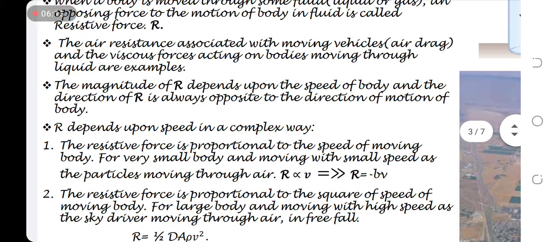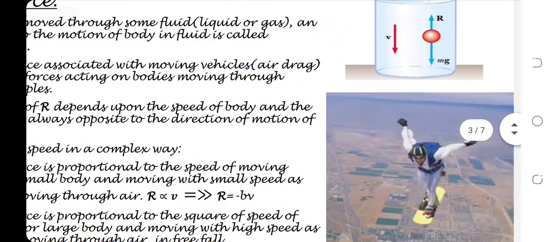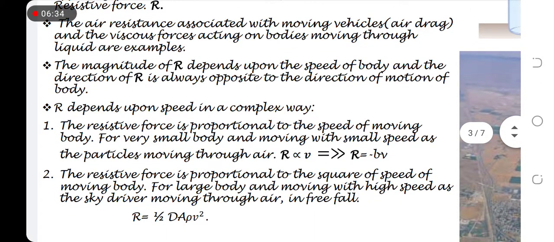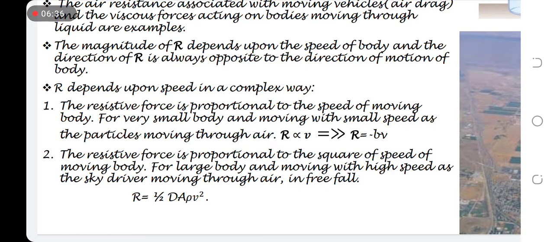The magnitude of R depends upon the speed of the body, and the direction of R is always opposite to the direction of motion of the body, as we have seen from this. R is in the opposite direction to v. R depends upon the speed in a complex way. The first case is that the resistive force is proportional to the speed of the moving body.